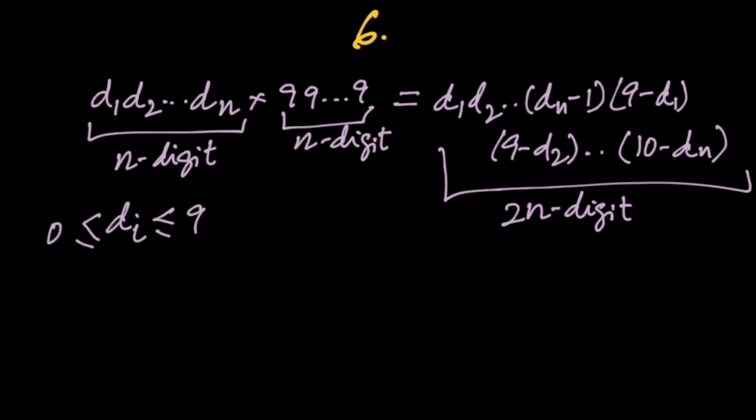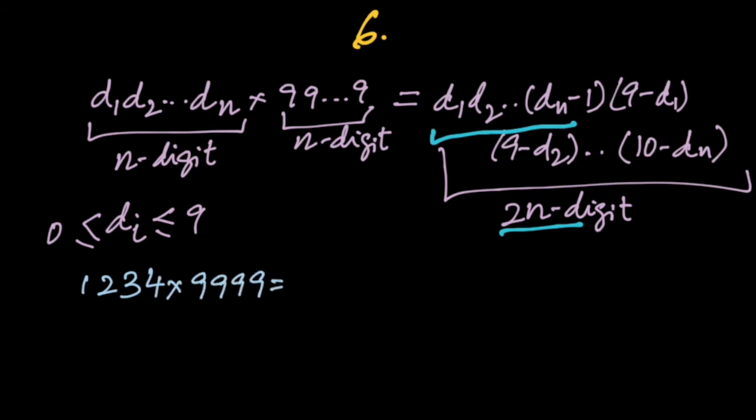So suppose we have to multiply 1, 2, 3, 4 with 4 9s. So it is a 4-digit number. So first we will copy D1 to D3, which is 1, 2, 3. Then we write D4 minus 1, which is 4 minus 1, 3. Then we write 9 minus 1, 8, 9 minus 2, 7, 9 minus 3, 6. And then we write 10 minus 4, which is 6 again. So it is 1, 2, 3, 3, 8, 7, 6, 6.